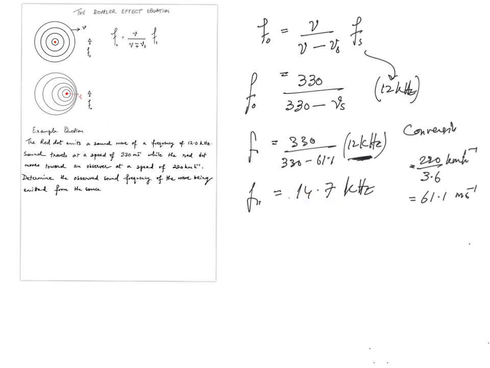Now it goes without saying that if you were a person inside this vehicle, what frequency would you hear? That would obviously be 12 kilohertz. Because if you were inside, you would be hearing the same frequency, since you would be moving with the source and there would be no relative motion. If there's no relative motion, you hear the same source frequency. So if you were sitting inside, you would be moving with the source and you would be hearing 12 kilohertz.